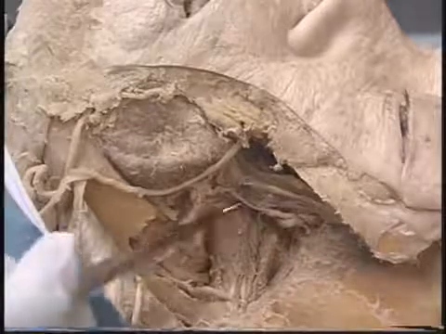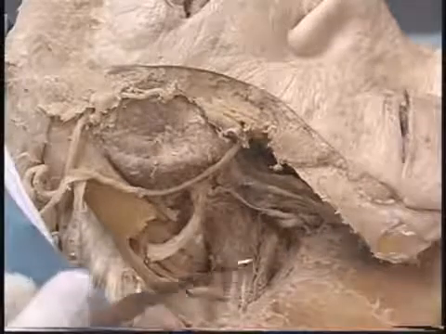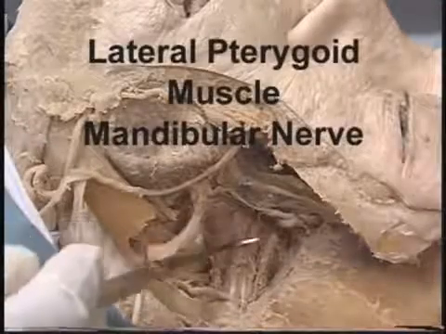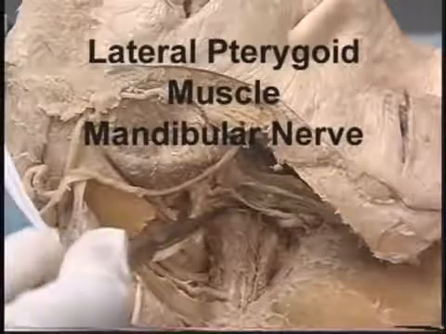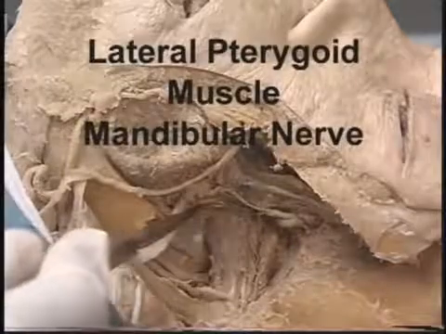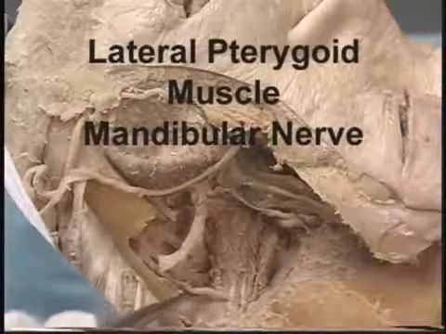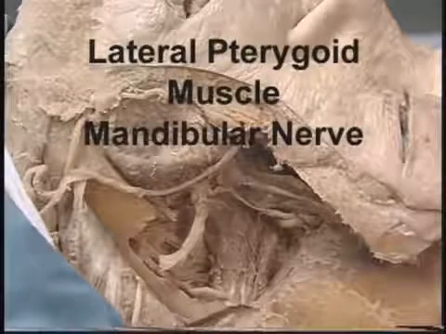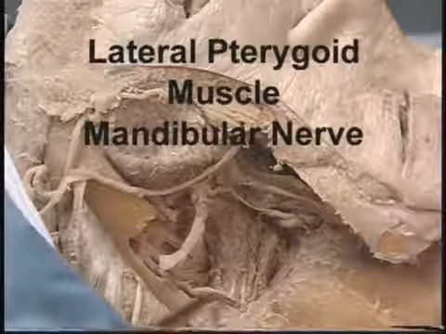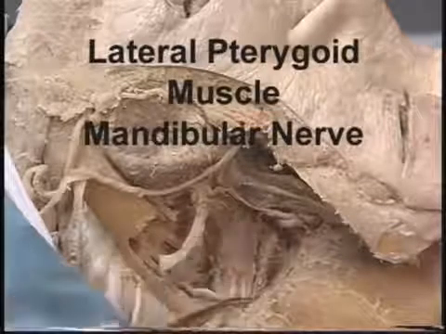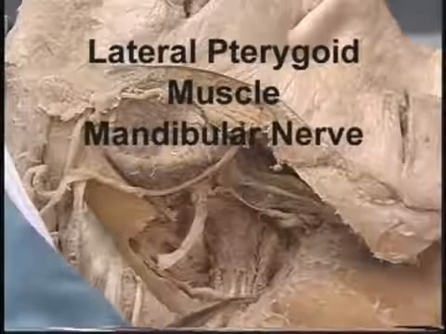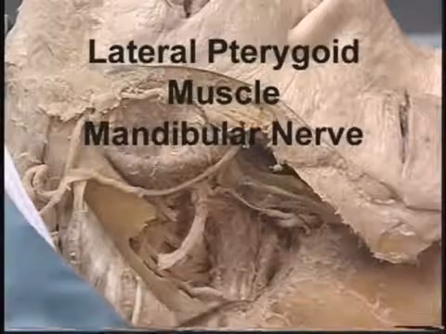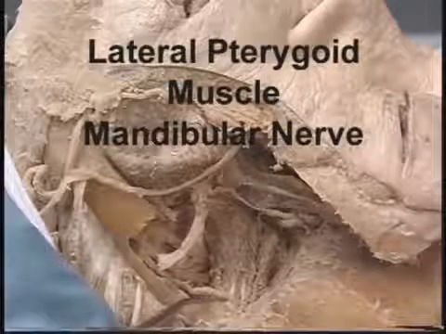Answer number 9. The muscle which I am pointing to right now is your lateral pterygoid muscle. You can see it's coming from the lateral pterygoid plate, attaches to the neck of the condyloid process and the capsule of the TM joint. This is the TM joint. And the nerve supply to this muscle is the mandibular nerve. The 4 muscles of mastication are supplied by the mandibular nerve.